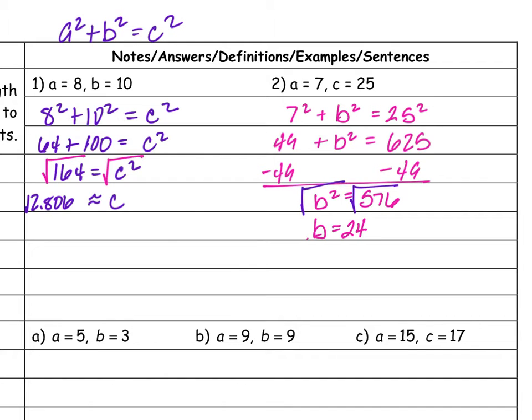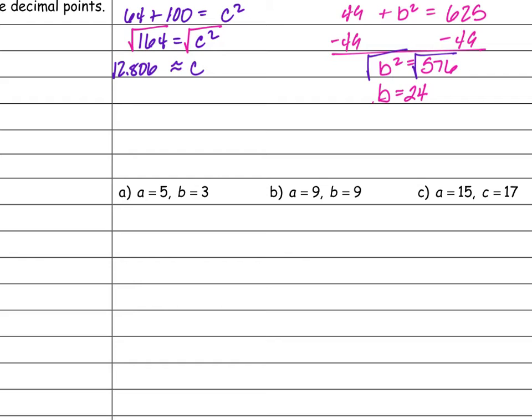Okay, questions? Okay, so for A, the answer should be C is approximately 5.831. And on B, C is approximately 12.728. And on C, b equals 8. Whew, done. Any questions?